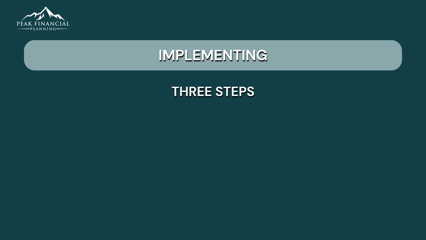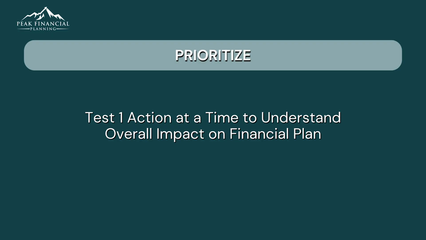Implementation is broken into 3 steps in our process: prioritize, organize, systematize. Prioritization is how you figure out what the most impactful action items are. We talked about that in our last video, where we talk about how you should test one financial planning action at a time in a financial planning tool so you can understand the overall impact of that individual item.